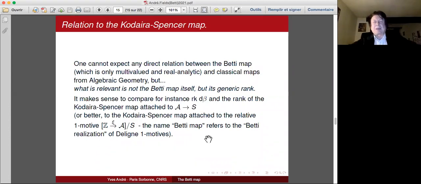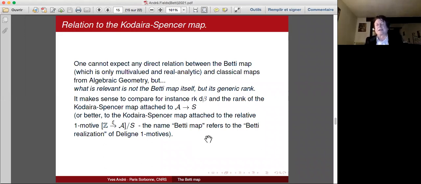So, of course, one cannot expect any direct relation between the Betti map itself, which is only multi-valued and real analytic, and classical maps, which one knows in algebraic geometry or arithmetic geometry. But the point is that here, what is relevant is not the Betti map itself. It is its generic rank. So the generic rank of its derivative.